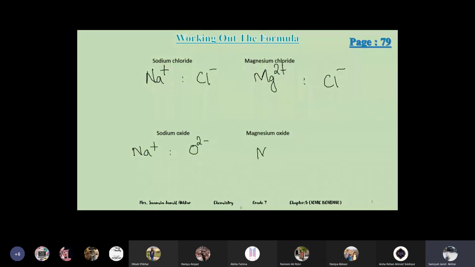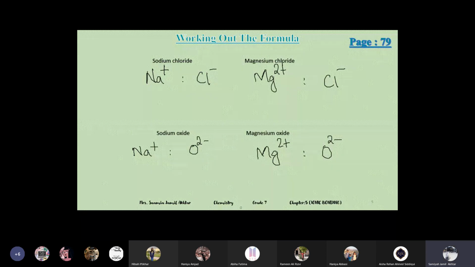And magnesium 2 plus. Okay, so in questions like this, ions will be given to you and you have to balance them. So try sodium chloride. We just did it right now. Yes, sodium chloride. Are these charges balancing each other?